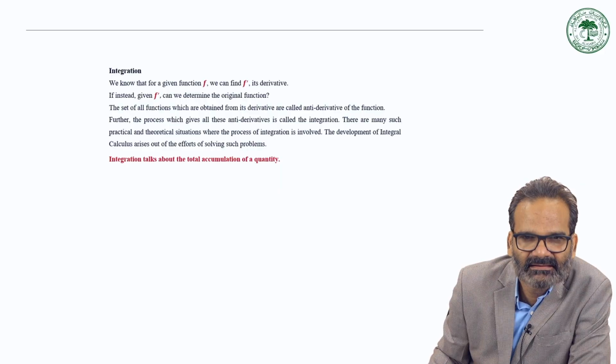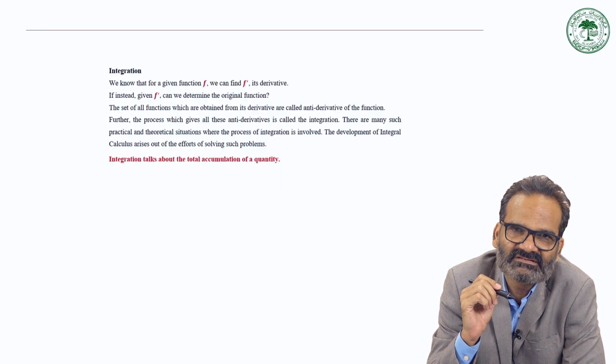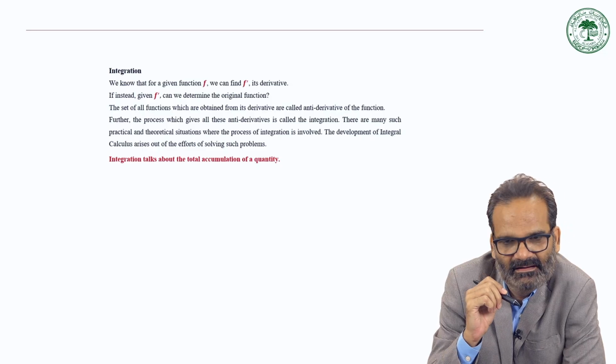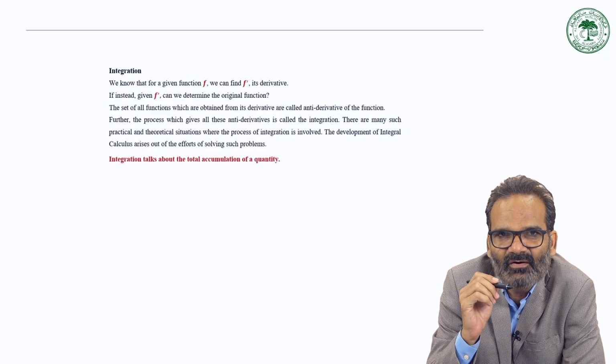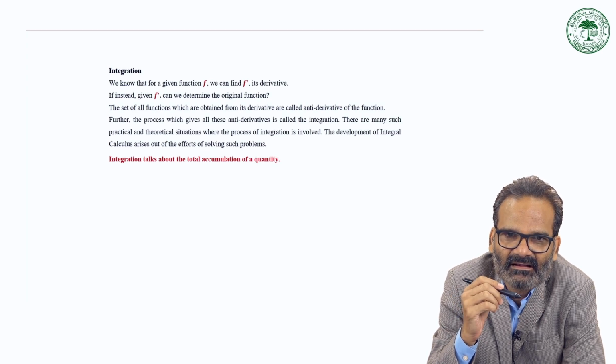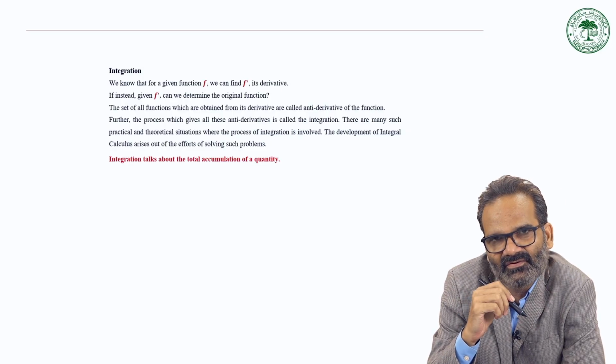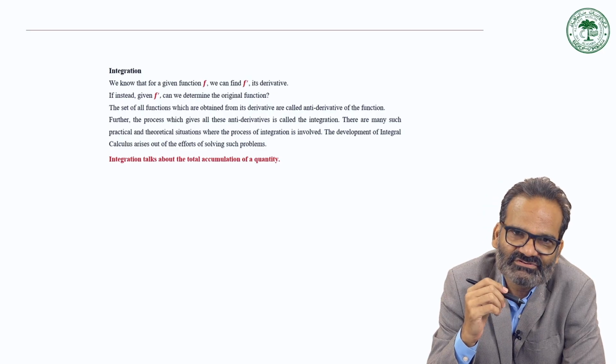We know that for a given function f, we can always find its derivative, denoted by f dash x. So a natural question arises: if instead f dash, the derivative of f, is given, can we find the original function? It's a natural question.